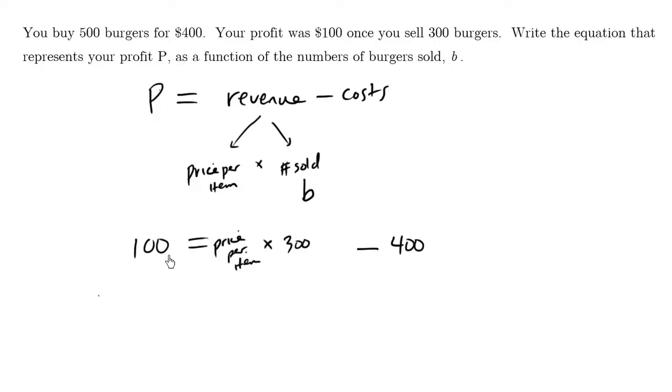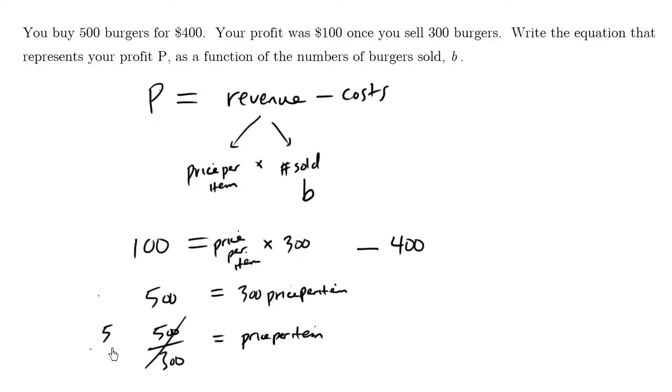Notice that we have a bunch of numbers in this equation, however only one unknown. So we can solve for the price per item. So we'll say that 300 times price per item is equal to 100 plus 400, which is 500. I'm just adding 400 to both sides. So the price per item is equal to 500 divided by 300, which is the same thing as 5 over 3. This here is the price per item. Each burger, the price is set at over $1.